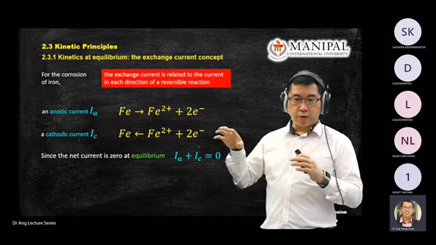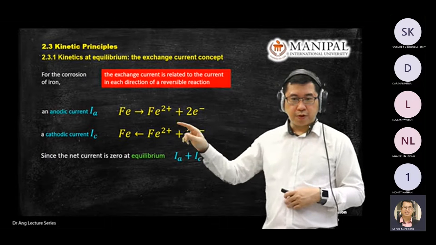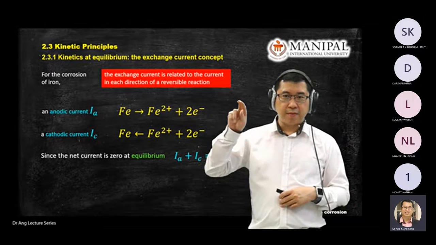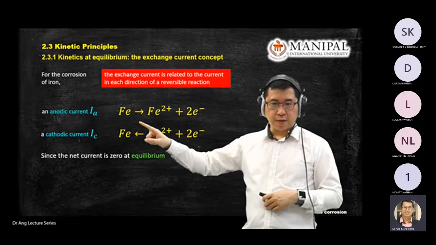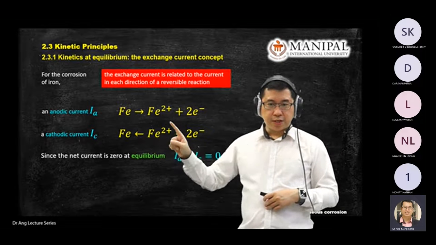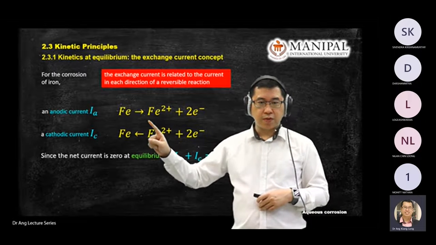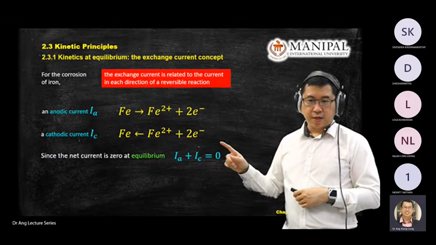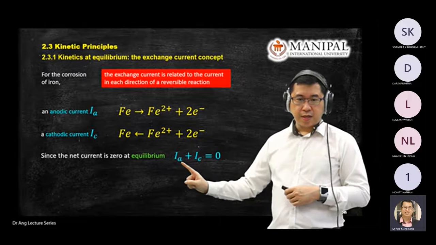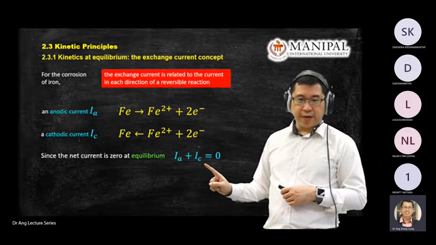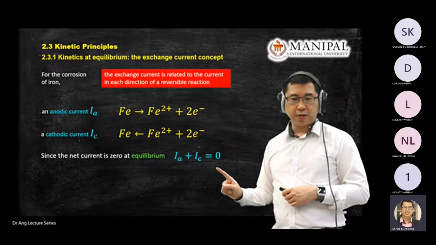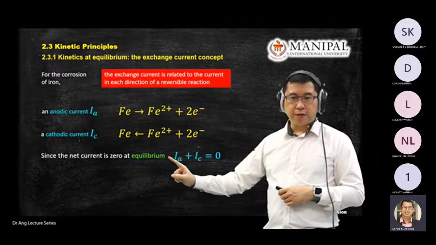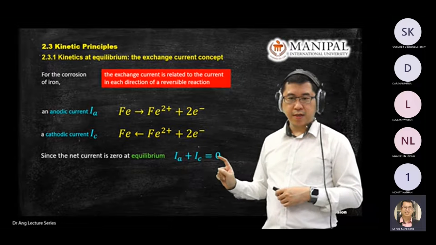So you know that in the corrosion process, this process will happen back and forth, meaning iron will become charges, and charges can become iron back when they receive charges. So this anodic current and cathodic current must be balanced. Okay, so this is a mathematical equation that represents that this process is at equilibrium.